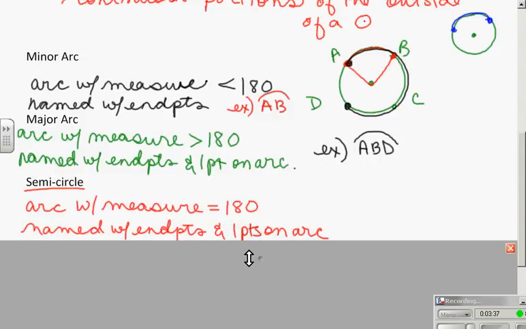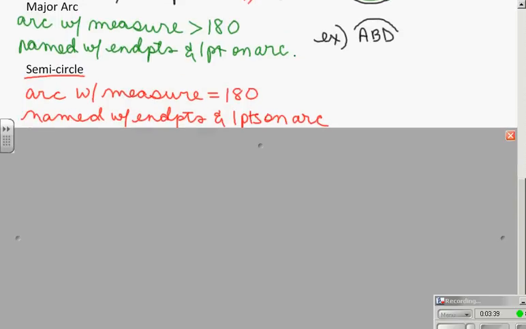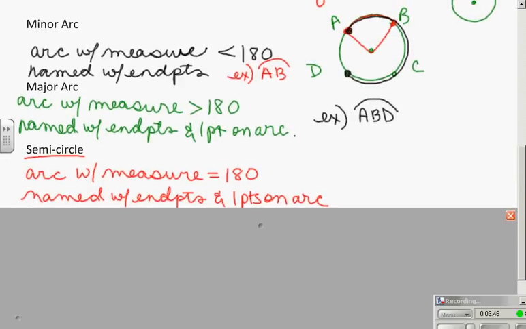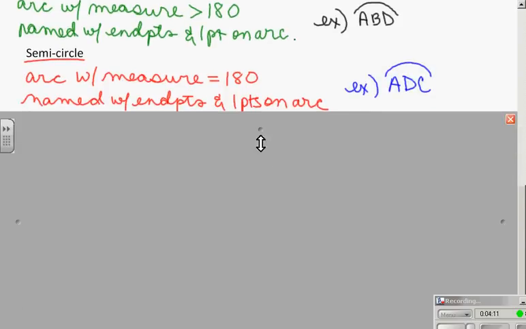Now, a semicircle is exactly what we're used to a semicircle being. It's half a circle, but it's an arc whose measure is 180. It's named with the endpoints and one point on the arc. So in our diagram up here, if that, because it goes through the center, is my diameter, ADC would be this semicircle. And by naming the point on, it helps me see which direction I'm going.